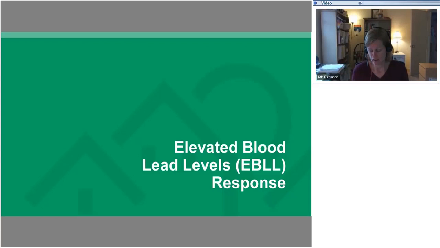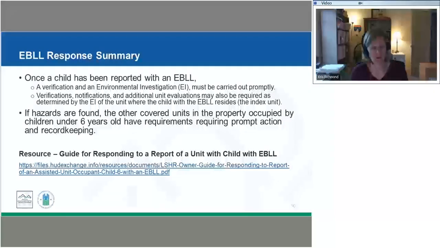to talk about this. Les and I just did training on this right before the holidays. So if you aren't really sure about EBLL and the responses to that, there was a training that was done. It was project-based assistance and public housing together in a webinar. And so you can go and look on the HUD Exchange, and we have some links in a couple slides too on how to get to those materials. So elevated blood level, that's what EBLL stands for.